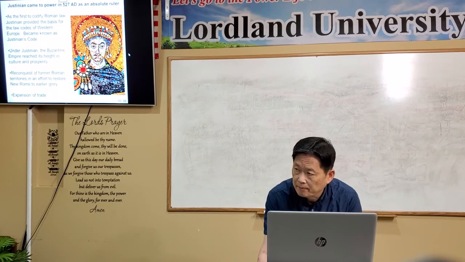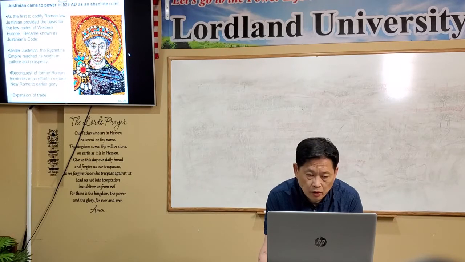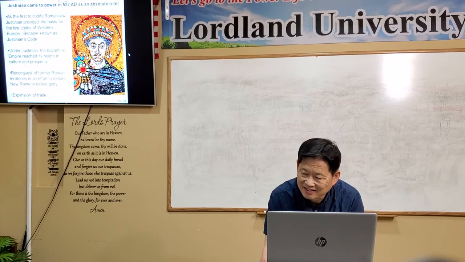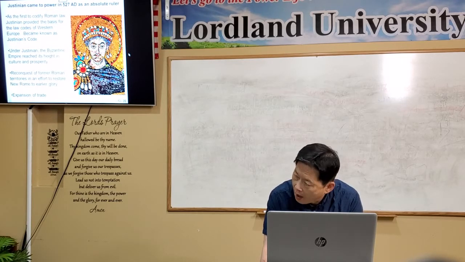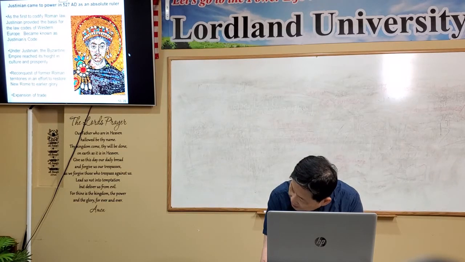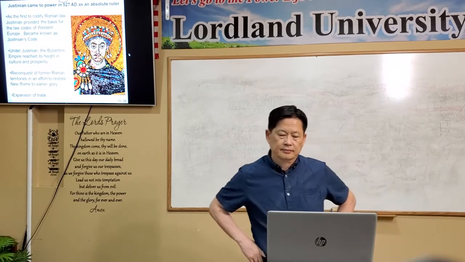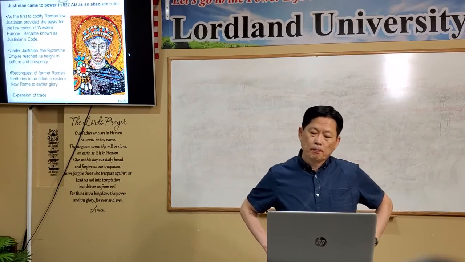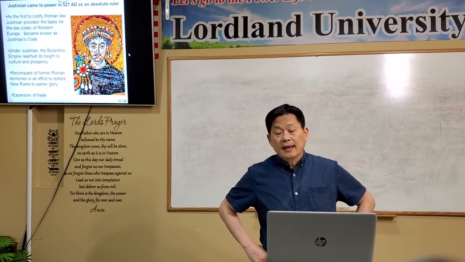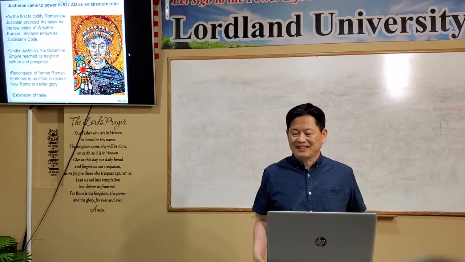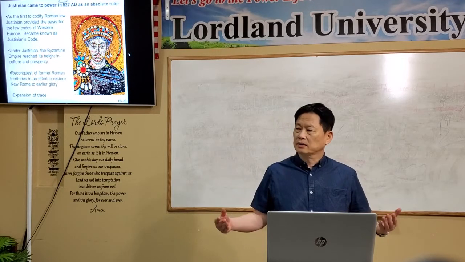Among the many Eastern emperors, Justinian was the greatest emperor. He extended the Eastern Empire to the maximum size of territory. Justinian came to power in 527 as an absolute, autocratic ruler.